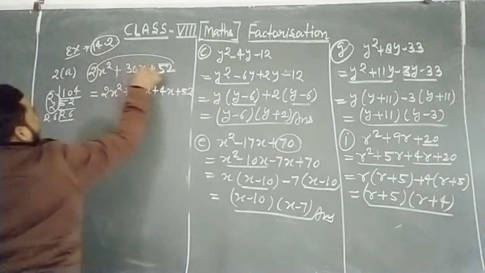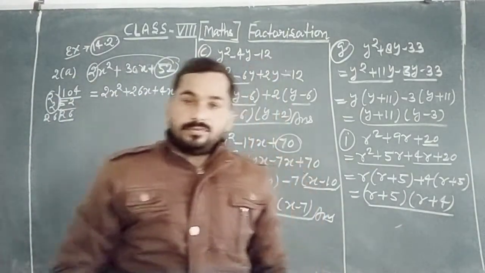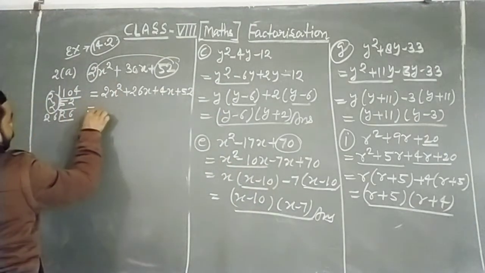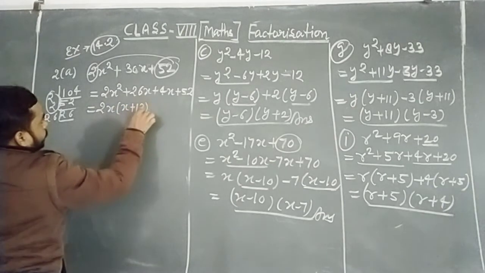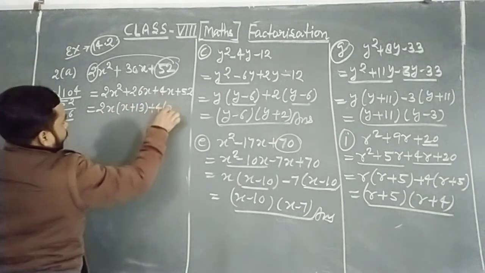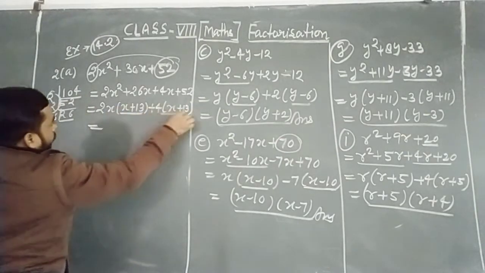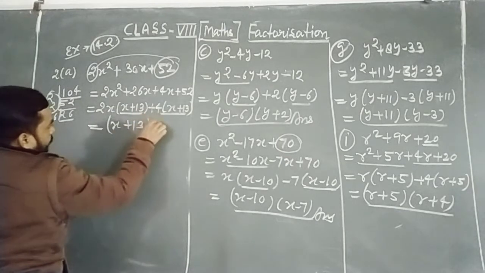2 and 52 multiply, what will come? 104. Then factors of 104: 26 and 4, 26 plus 4. Take here 2x is common, so x plus 13, and here 4 is common, x plus 13. Then x plus 13 is common, so x plus 13 and 2x plus 4.